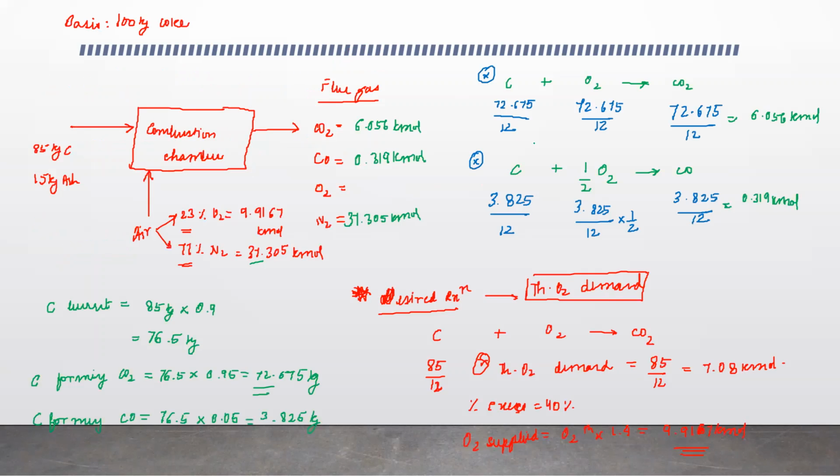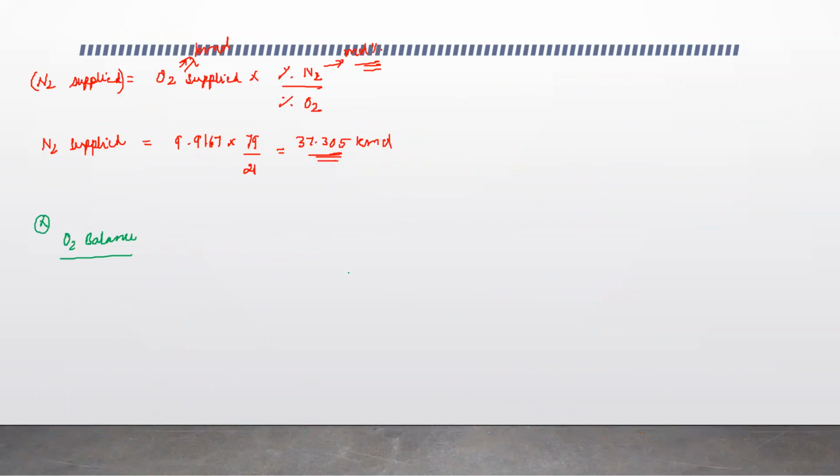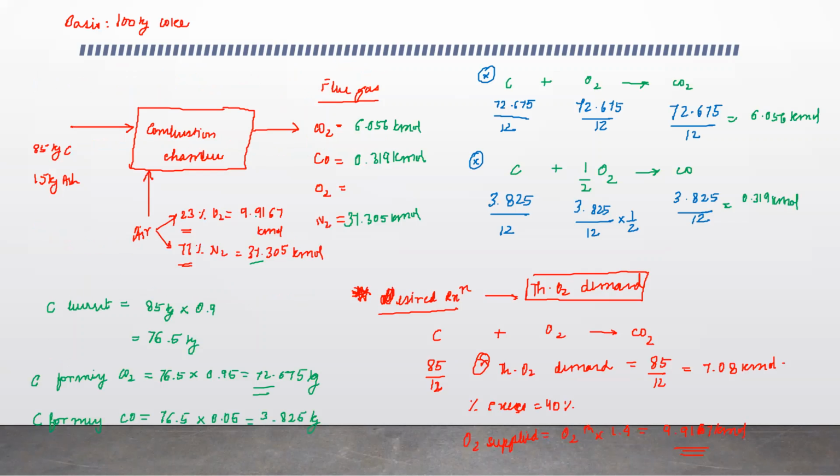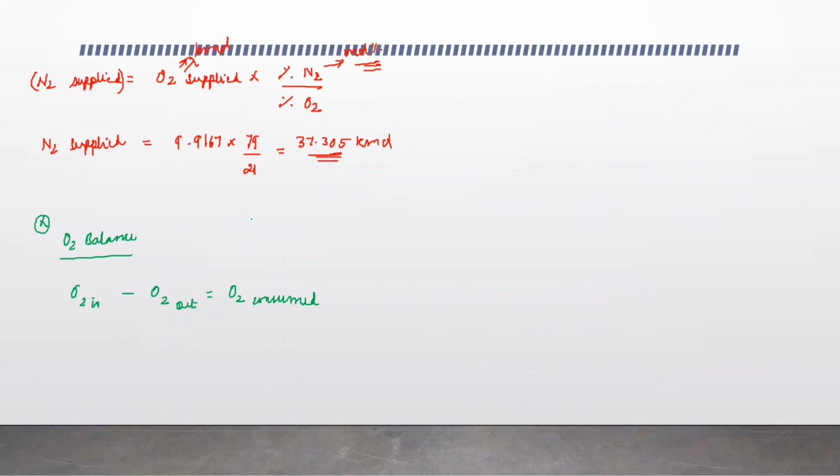Oxygen is in the reactants. Remember, in both cases, it's in the reactants. So oxygen is going to be consumed, right? So we'll get oxygen in minus oxygen out is equal to oxygen consumed, right? So oxygen in, you have already written in the block diagram, it's 9.9167, right? Then oxygen consumed, this is what we need to calculate.